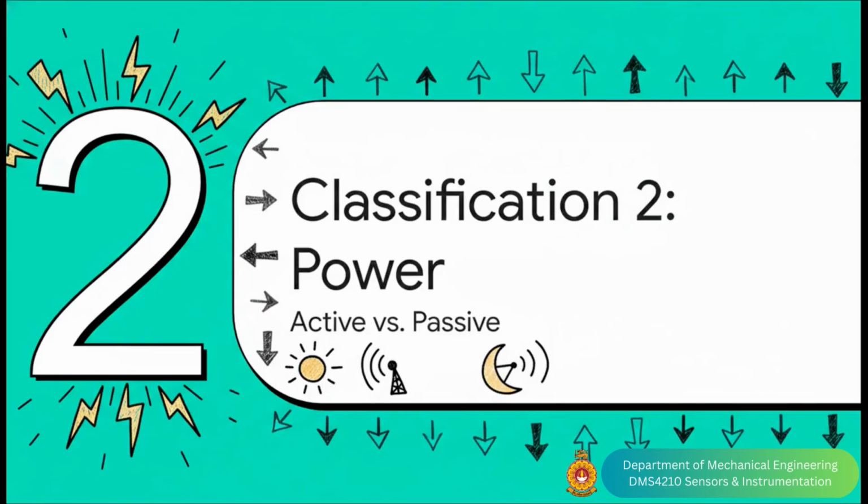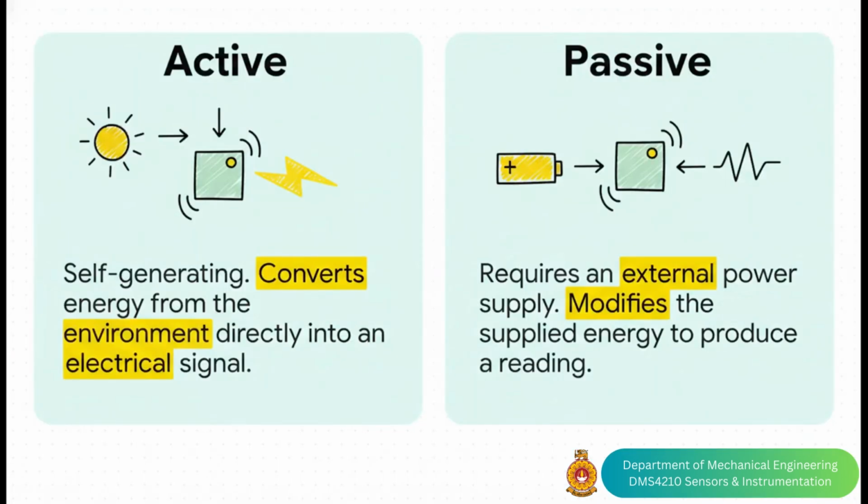All right, our second classification is all about the juice, the power. Does the sensor make its own energy, or does it need a little help from an external source? This is the classic difference between active and passive sensors. It really just comes down to energy. Active sensors are the self-sufficient ones. They actually take energy from the environment, like heat or pressure, and convert it directly into an electrical signal. Passive sensors, though, need an external power source, what's called an excitation signal. They take that power and then change it in some way to give you a measurement.